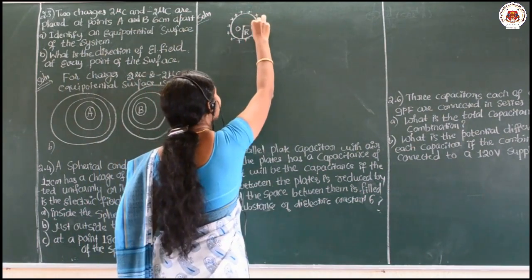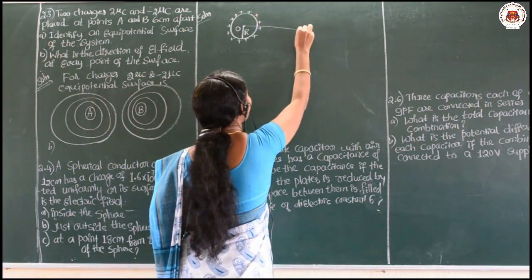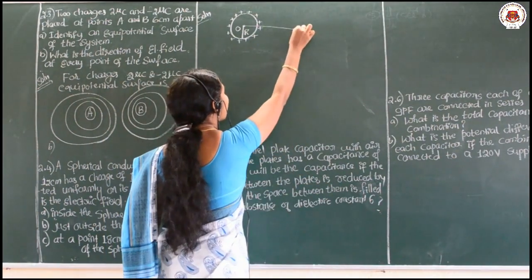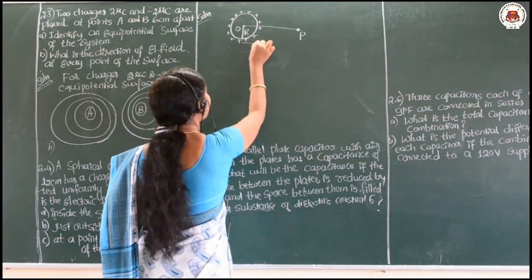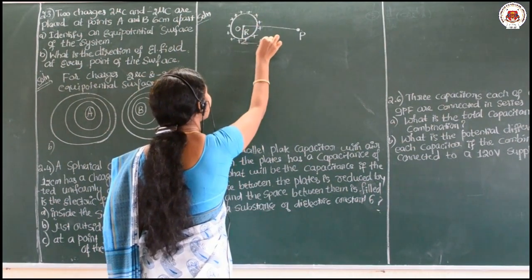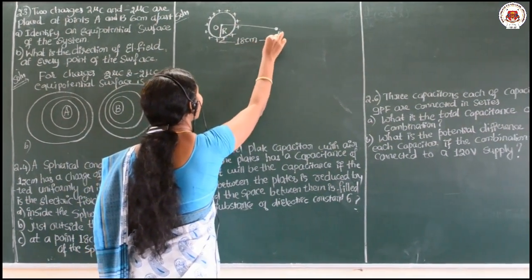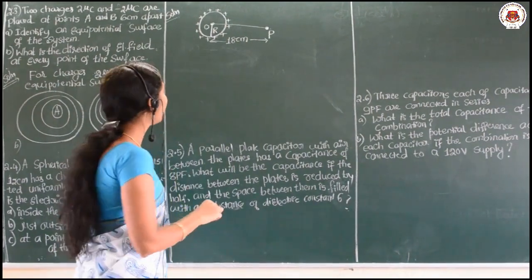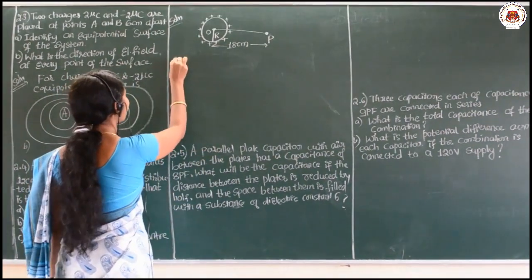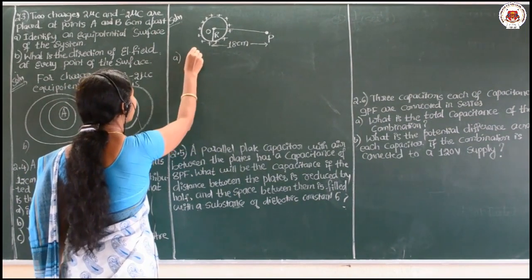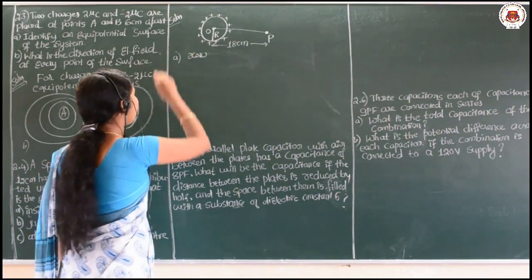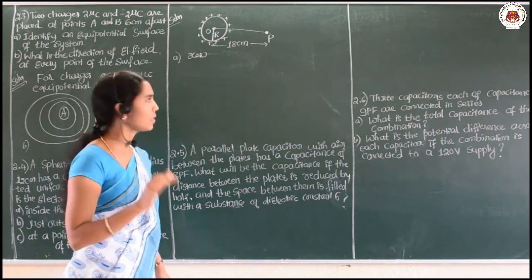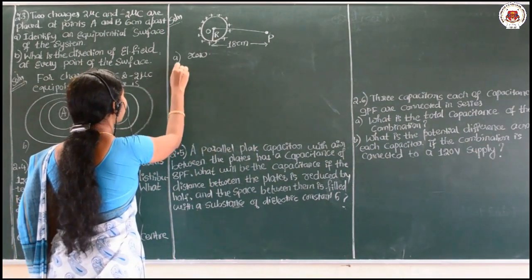And let us take, there is a point P or A, anything you can choose here, which is at a distance 18 centimeter away from the center of the sphere. Okay. So, then how to solve? The first answer is 0 only. Electric field inside a uniformly charged shell is 0. Then what about the second?